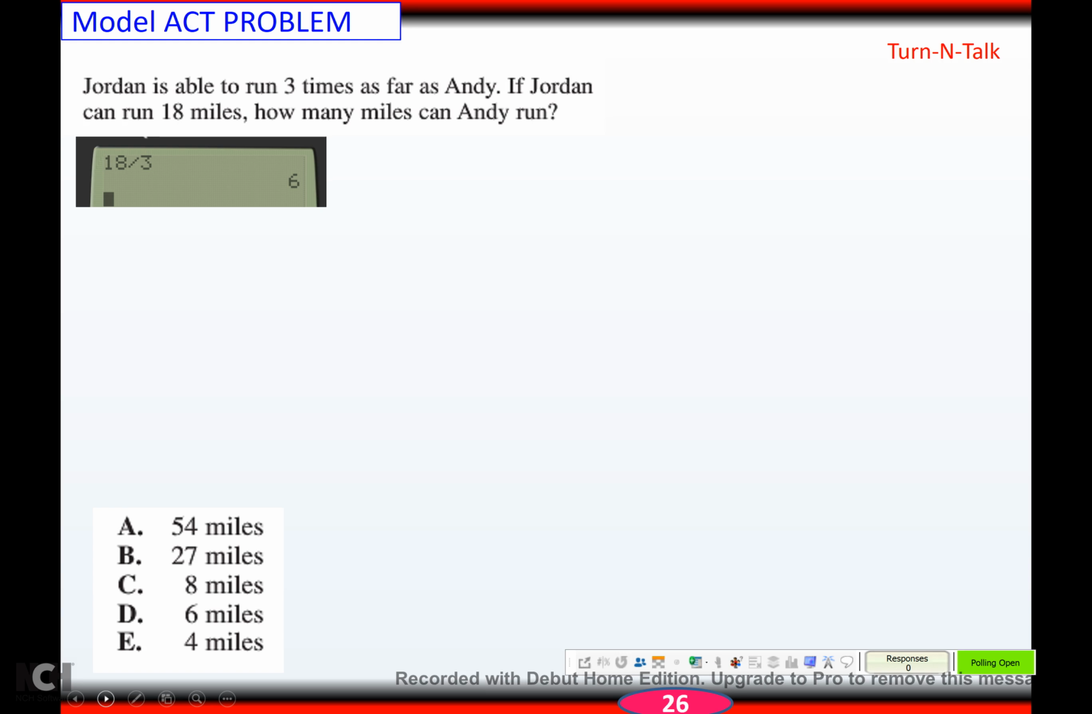Okay, try this one. Oops. Guess the answer is right there. Sorry, but do the work. See if you get the right answer.